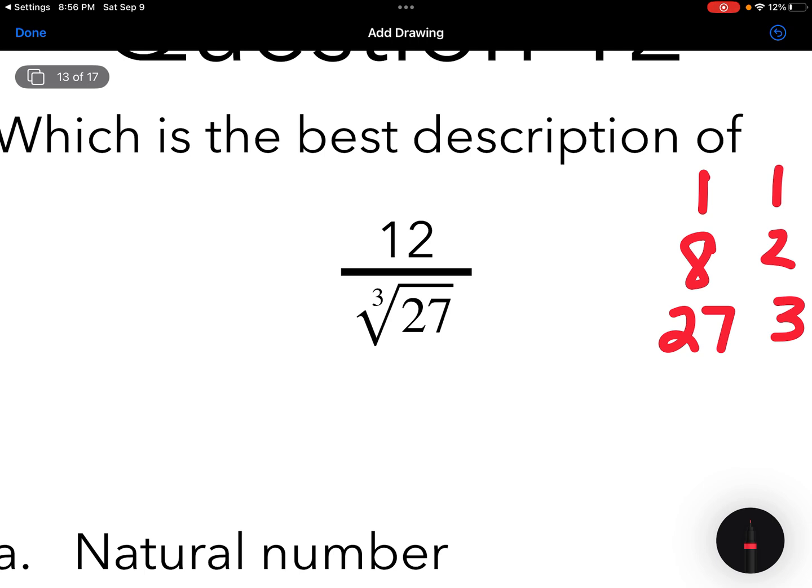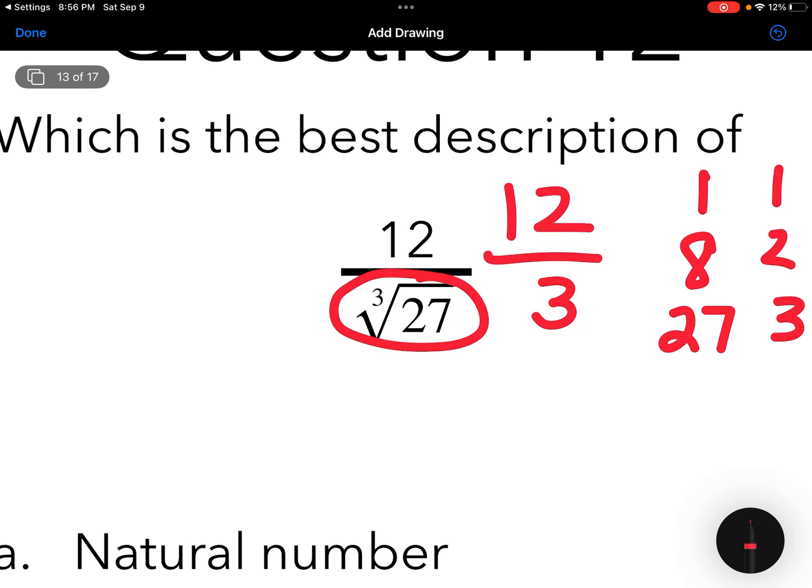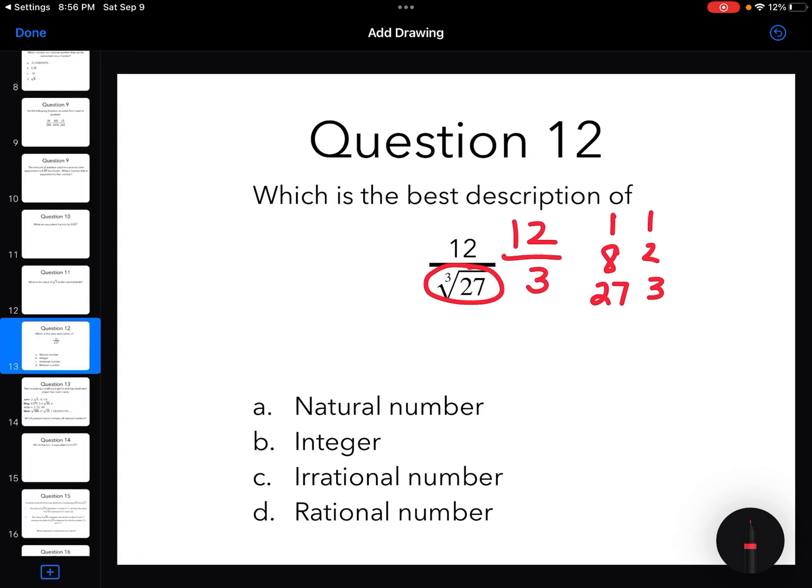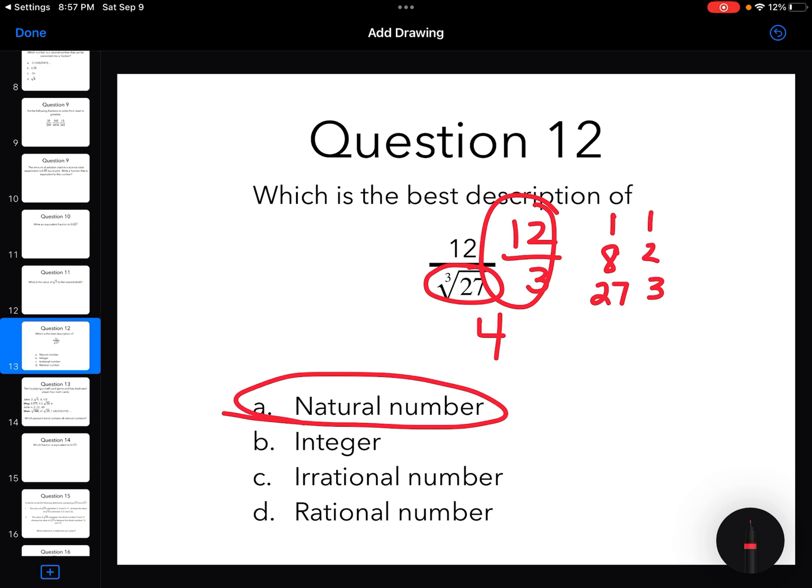Right? Because 1 times 1 times 1 is 1. 2 times 2 is 4, times 2 is 8. 3 times 3 is 9, times 3 is 27. So I know this one right here is 3. Right? And I know this is 12. So I know that when I'm looking at my options, I know I have natural numbers, integers, irrational numbers, and a rational number. So right now, this right here would be 4, which is a natural number. Because it's a whole number, that's the best description of it.